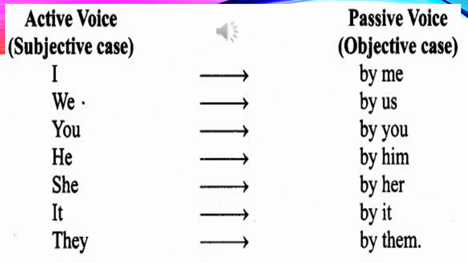Let us see how the pronouns are changing in passive voice. The subjective case and the objective case. I will change as by me, we by us, you by you, he by him, she by her, it by it, they by them.